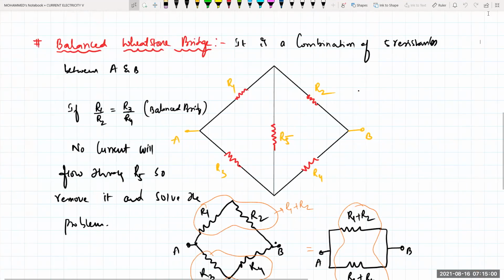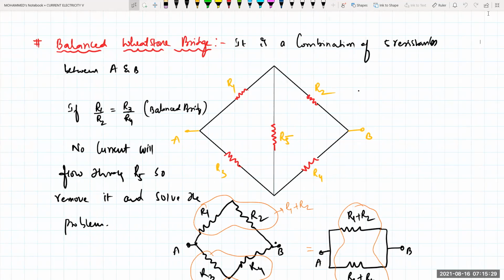What is the next heading, beta? Balanced Wheatstone bridge. We'll do the derivation later, but try to remember the application for doing the numericals. So in the balanced Wheatstone bridge, we'll be getting a combination of 5 resistors between the points A and B. A and B are your terminals, like R1, R2, R3, R4, and in between there is a resistance R5. If R1 by R2 is equal to R3 by R4, then that is known as your balanced bridge.